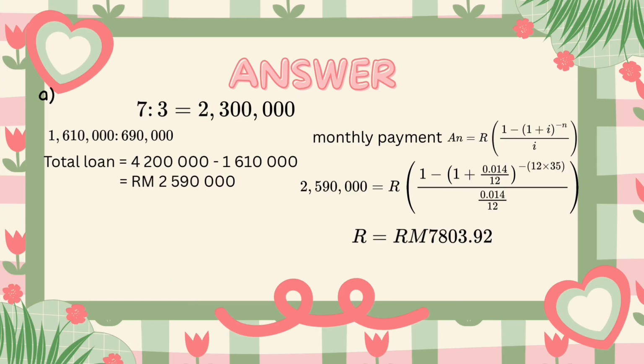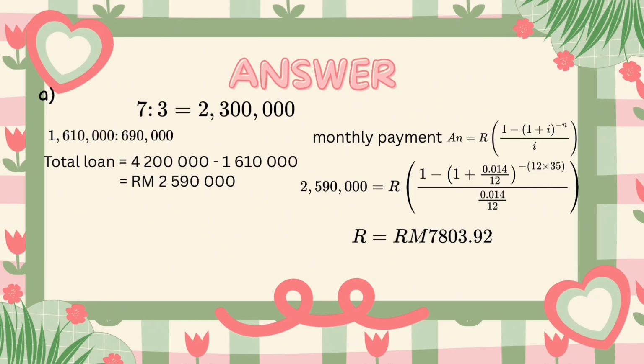To find the monthly payment, first thing first, we should know the total loan. So how can we know the total loan? First, you need to take the factory price minus the city part. So after that, we get the answer. The total loan is 2,590,000 ringgit.